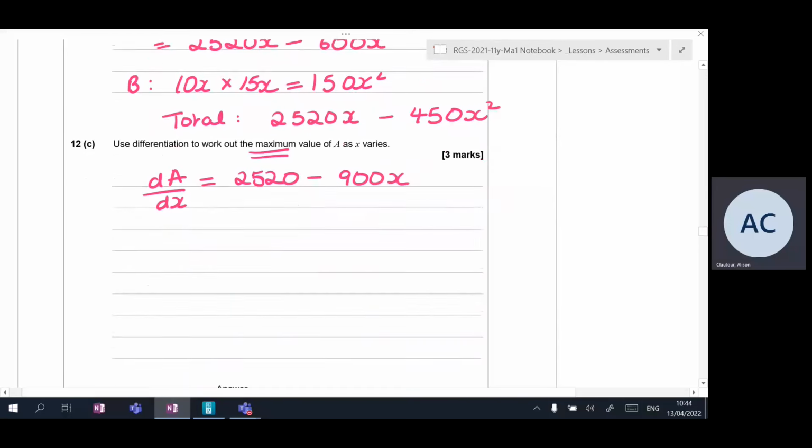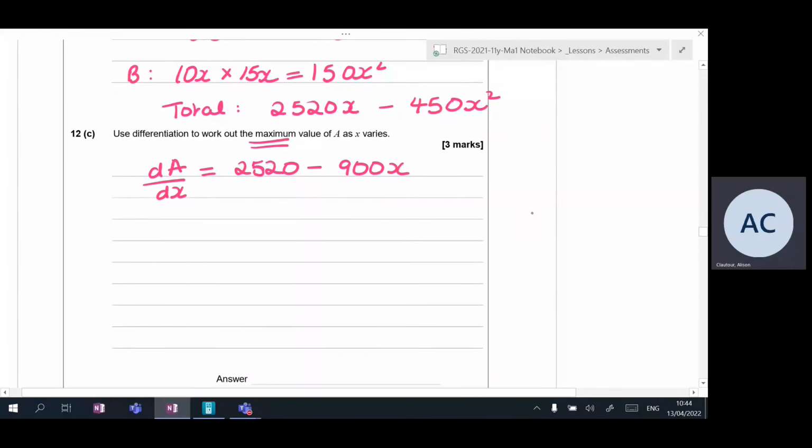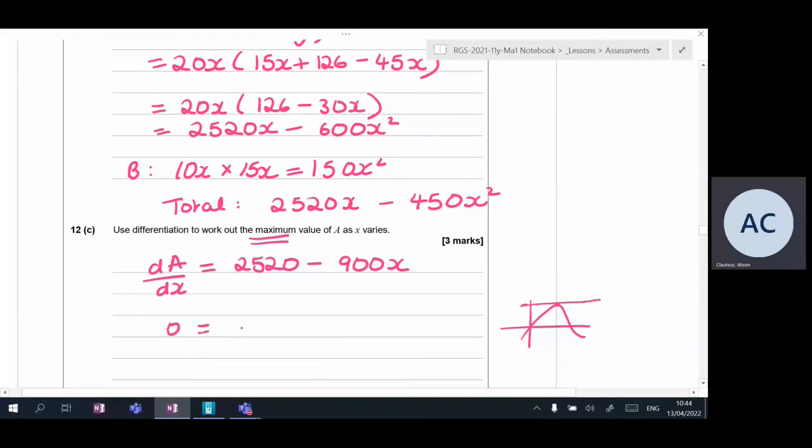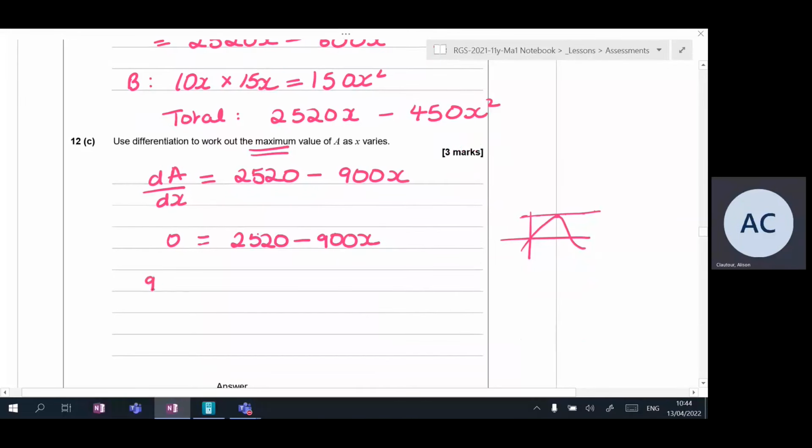Okay, and then think about a graph. Remember, on a graph, it doesn't matter what the graph looks like, but whatever this maximum point is, the tangent always has a gradient of 0. So to find the maximum or the minimum, we make the differential equal to 0. Okay, and then solve that to find the value of x. So 900x is 2,520.